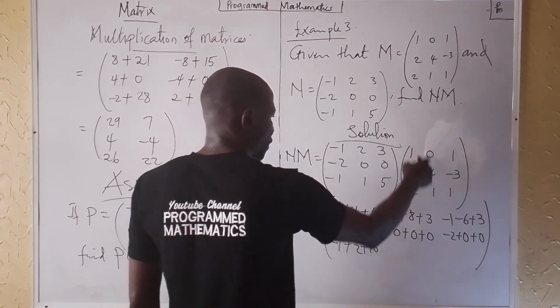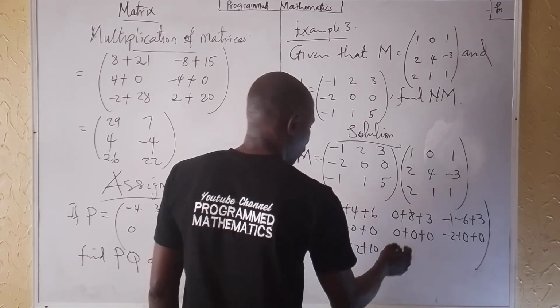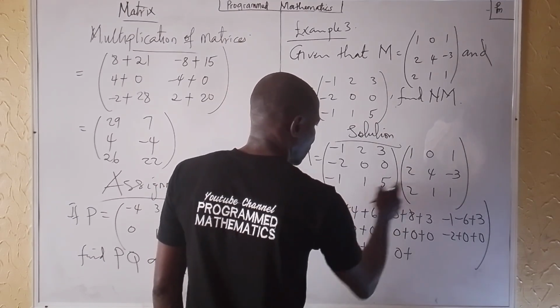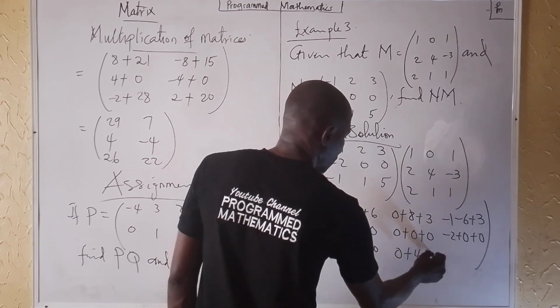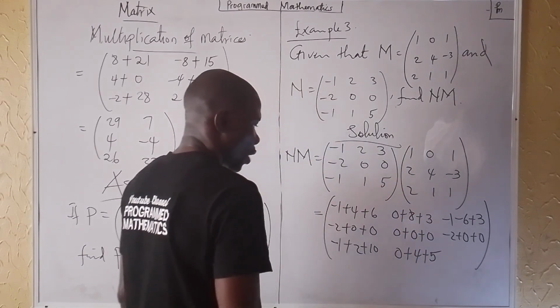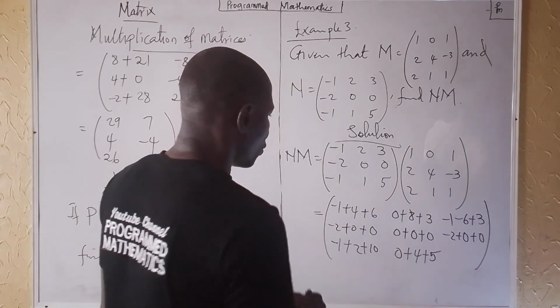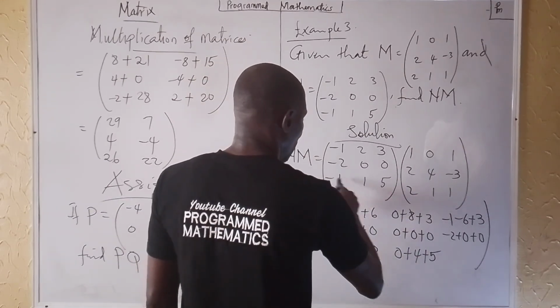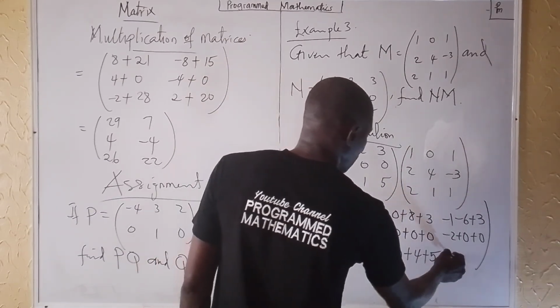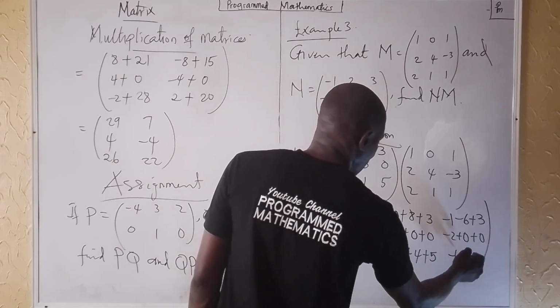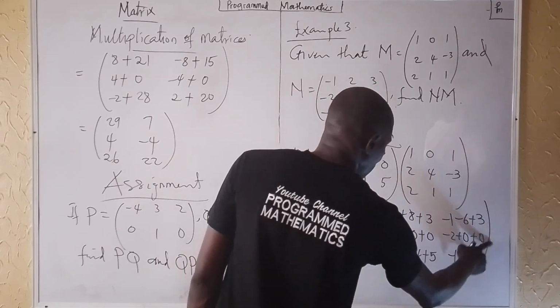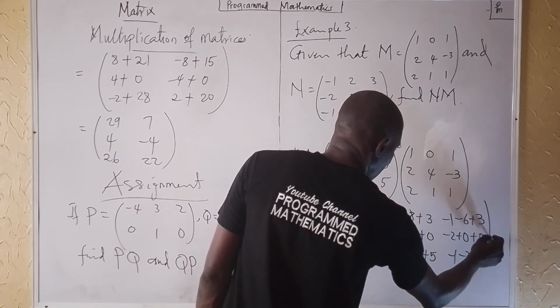Then third row, second column: minus 1 times 0 is 0, plus 1 times 4 is 4, plus 5 times 1 is 5. Then third row, third column: minus 1 times 1 is minus 1, 1 times minus 3 is minus 3, 5 times 1 is plus 5.